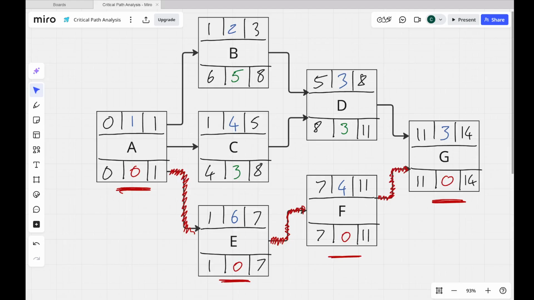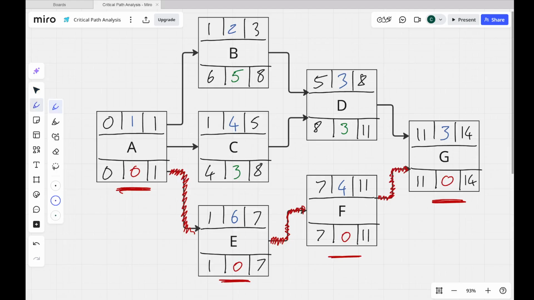There's one last bit of maths I want to show you, which is called free float. So total float is the amount of wiggle room a task has on it. So B has 5 days, C has 3 days, D has 3 days wiggle room. The green numbers in the bottom middles, that's my total float. The other type of float is free float, and that is how much wiggle room a task has before it affects the start of the next task.